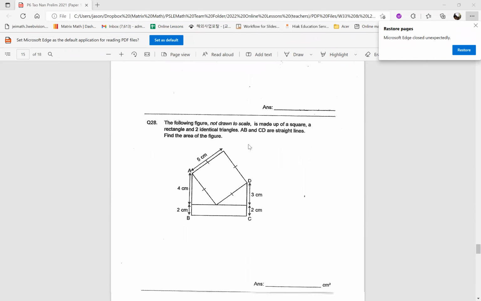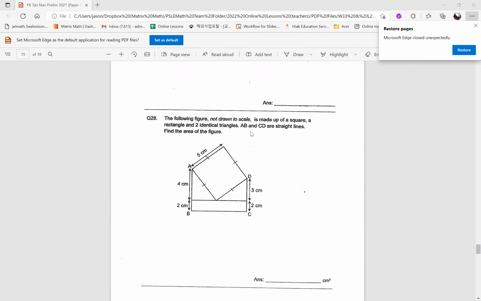So 28 is here. The question is find the area of the figure. The area of the square is pretty easy, obviously, right? The area of the square is 5 times 5.